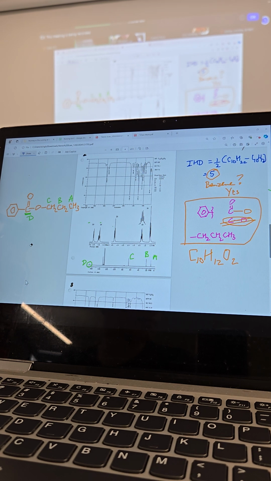Okay, now, what about this carbon, benzene? E? How about F? How about G? And how about what comes after G? H. D, E, F, G, H, I. So where is signal E?